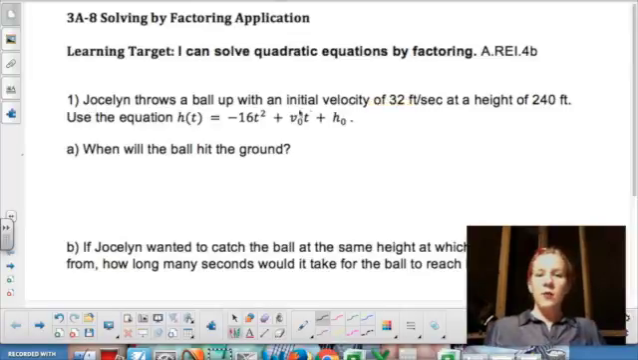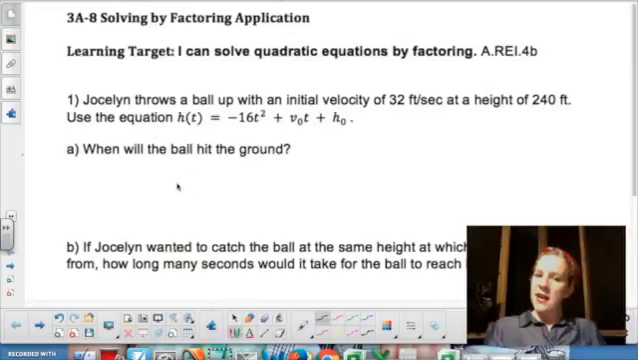Jocelyn throws a ball up with an initial velocity of 32 feet per second at a height of 240 feet. Use the equation h of t equals negative 16t squared plus v sub 0 t plus h sub 0. And the first thing we want to know is, when will the ball hit the ground?